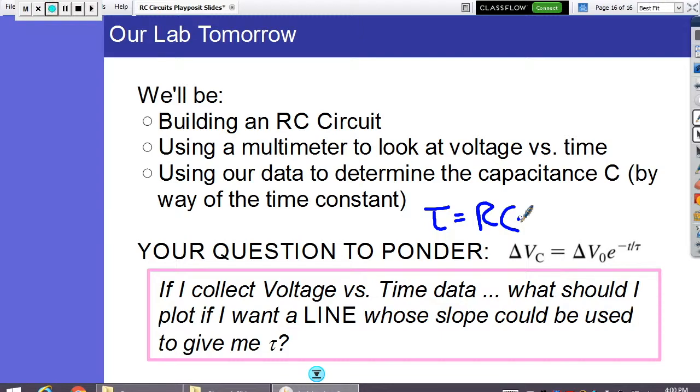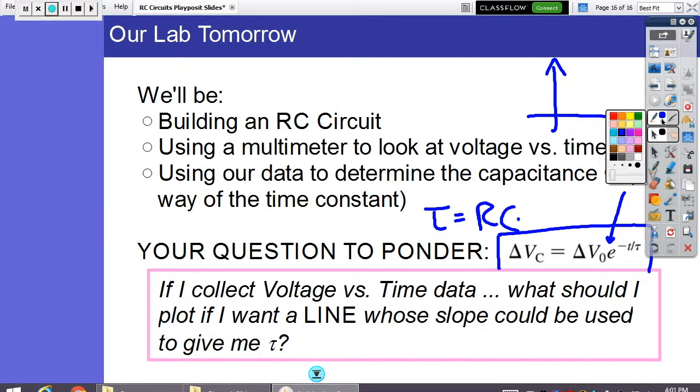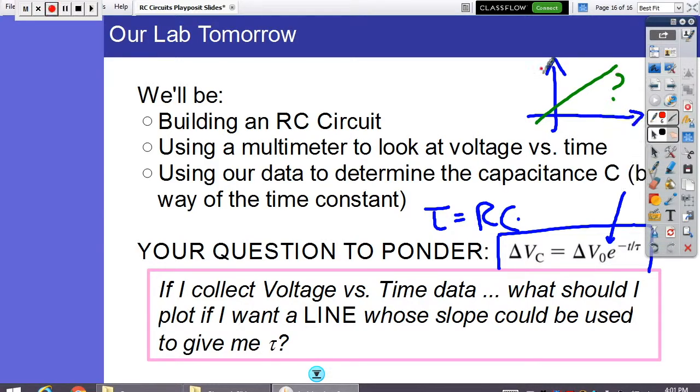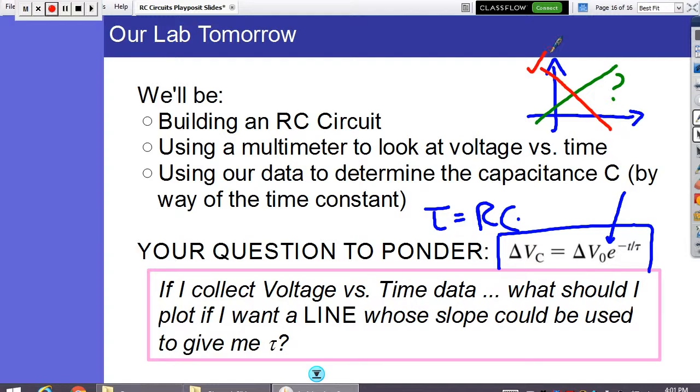So your question to ponder is, if this is our voltage for a discharging capacitor, and it is, and I want to ask this in class tomorrow, and I collect voltage versus time, what should I plot? What should be my axes if I want a line? Notice that there's an e in here. What should I plot on which axis if I want a line? And spoiler, it's actually going to be a line with negative slope. All right.